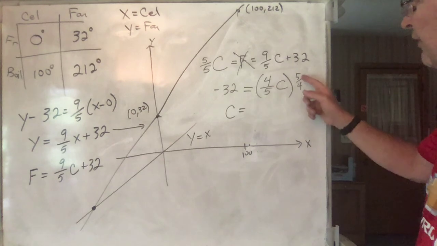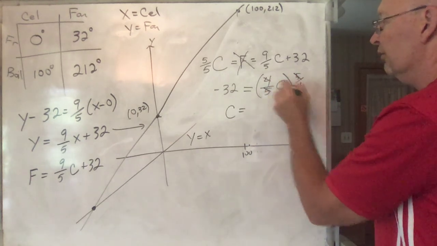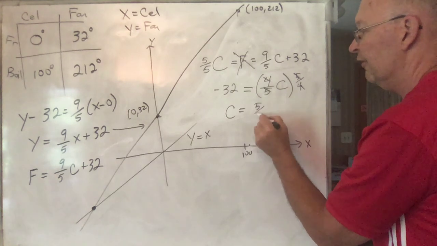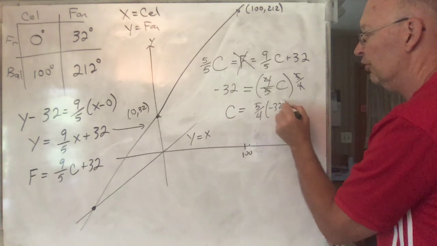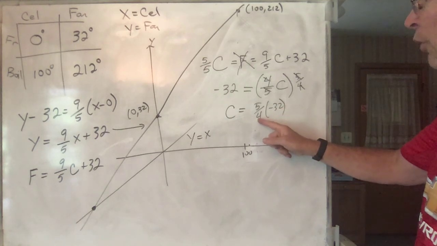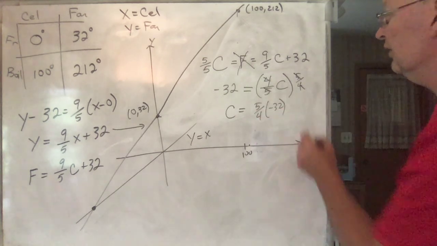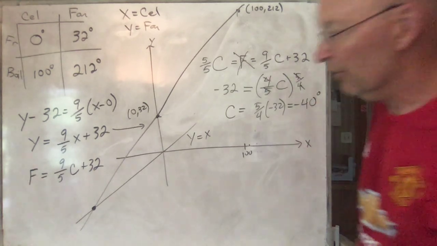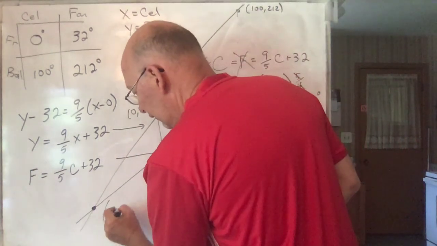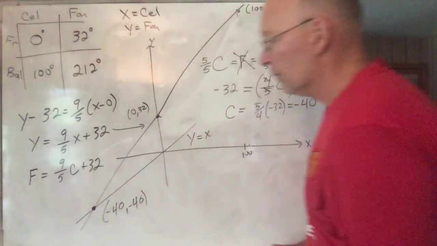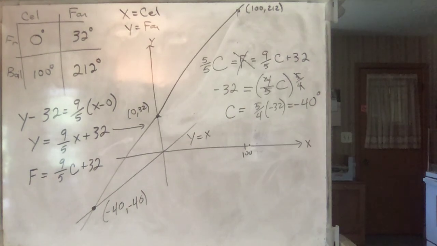If I multiply by 5/4, these cancel and give me 1. So I'm going to get 1c is equal to 5/4 times negative 32. Well, that works out nicely. 32 divided by 4 is 8. 8 times 5 is 40. So it's going to be negative 40 degrees. So there you are at negative 40, where those two are the same. And that's kind of cool.